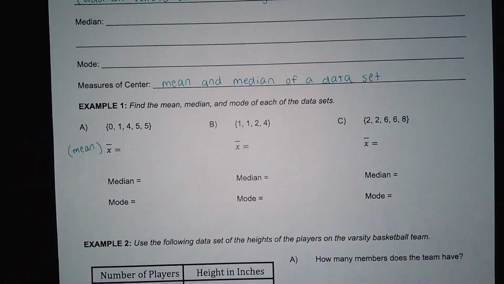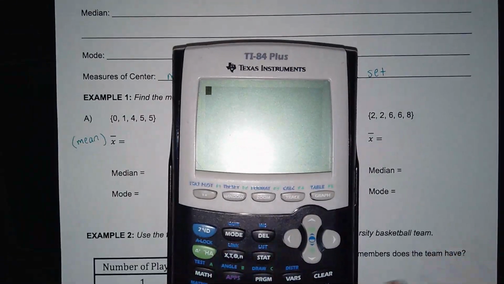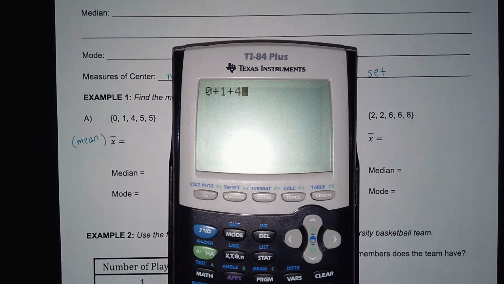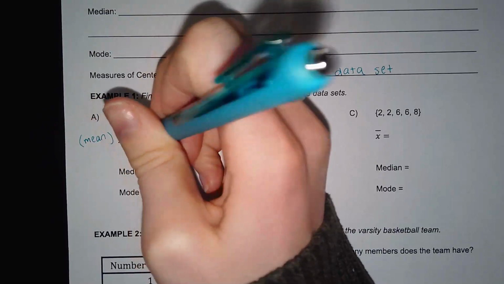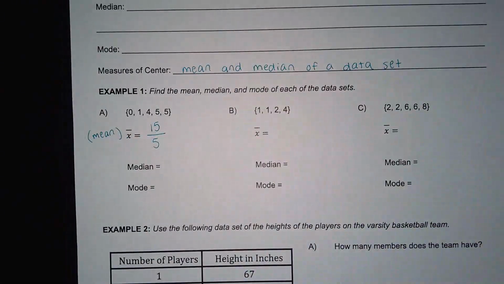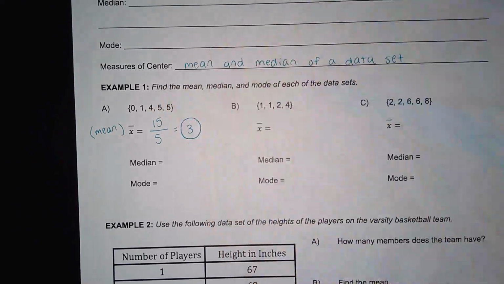So looking at this first data set, the first thing I would want to do would be add my values together. Now feel free to do this in your head or use your calculator to help you. So I'm going to go ahead and add, and that's going to give me 15. And we have 5 values, so I'm going to do 15 divided by 5 because we had 5 numbers, and that's going to be 3. So my mean will be 3.